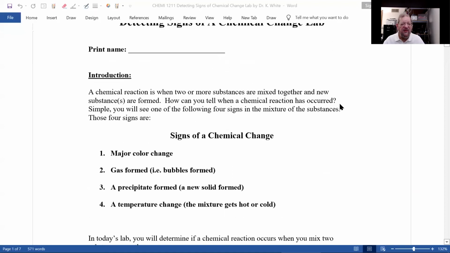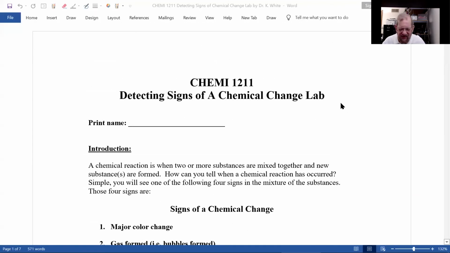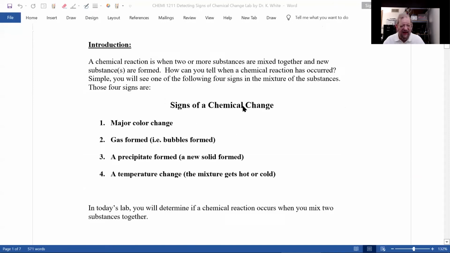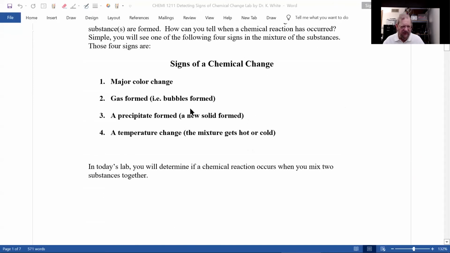Now, this lab you can download from the assignment area for the lab, detecting signs of a chemical change. And it's due next Friday. And there are 4 things that will tell you if you have a chemical change. In other words, you have a chemical reaction occurring. One is a major color change. If you mix 2 things together and the color changes dramatically, then you have a chemical change.